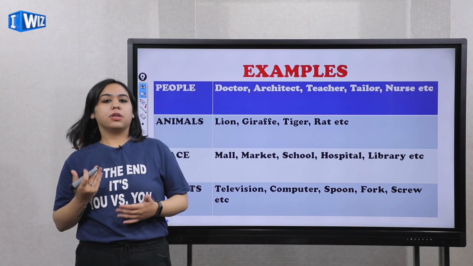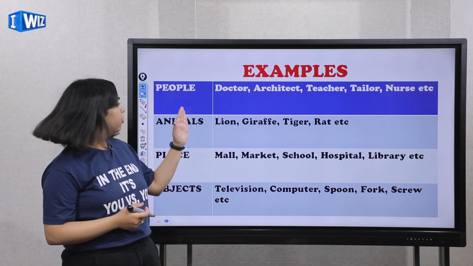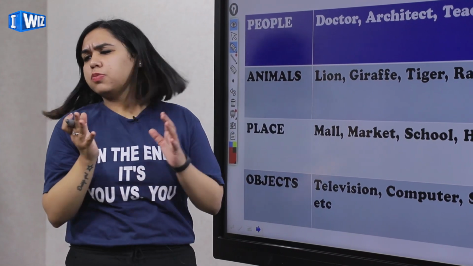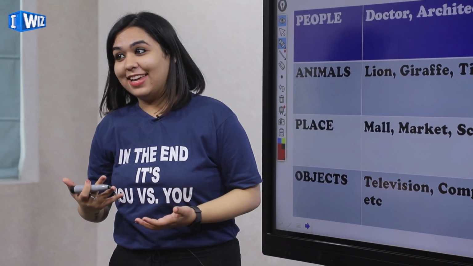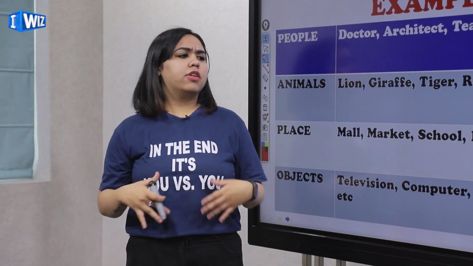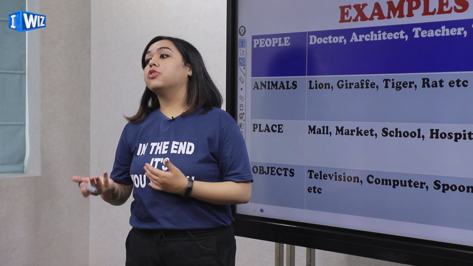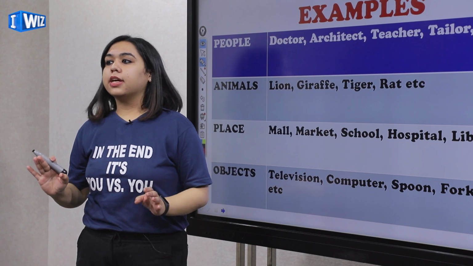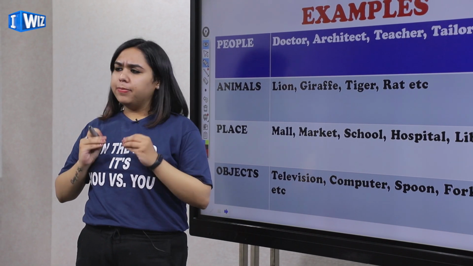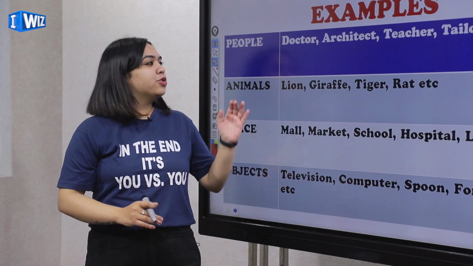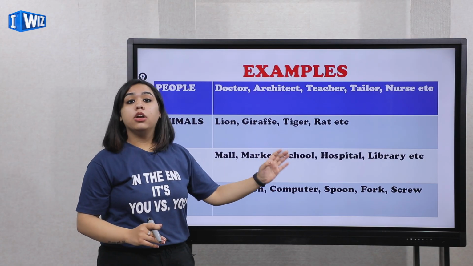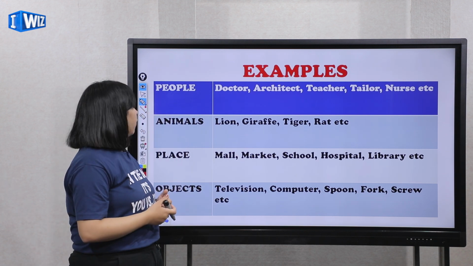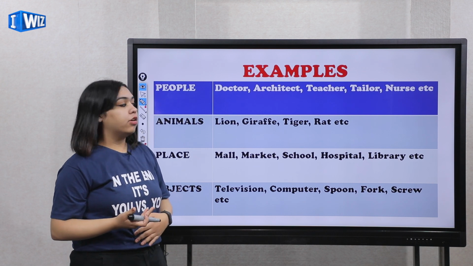Now let me give you some examples of common nouns. Again, we will categorize them into people, animals, places, and objects. The difference here is small. We are not going to give them names. We're talking about them in general. For example, if I say, I'm going to visit a doctor, I'm normally talking, I'm not mentioning any doctor's name, right? When I'm not mentioning any name, I'm not going into the details. Keep it simple, it will be a common noun. So doctor, architect, teacher, tailor, nurse, etc. These are examples of common nouns under the heading people. Animals: lion, giraffe, tiger, rat, etc.